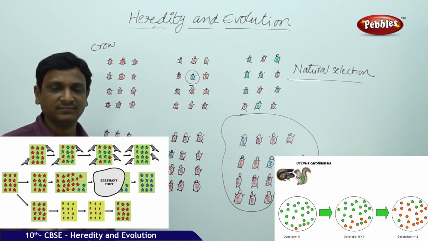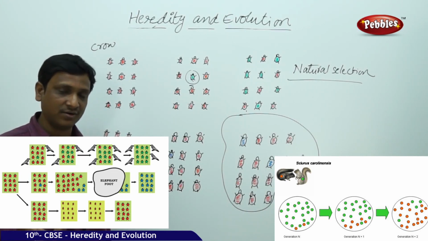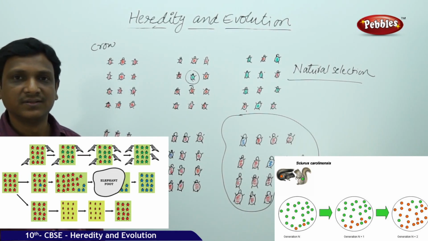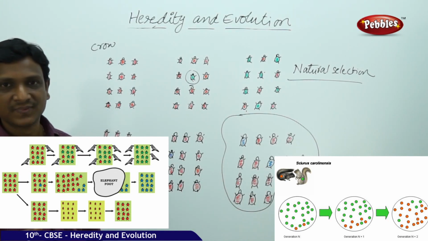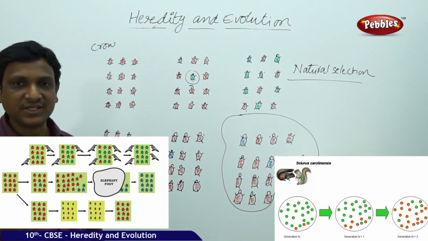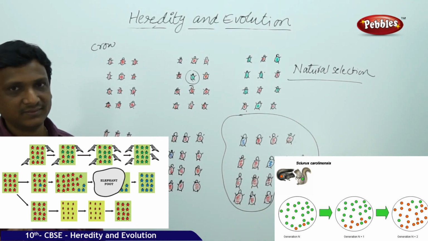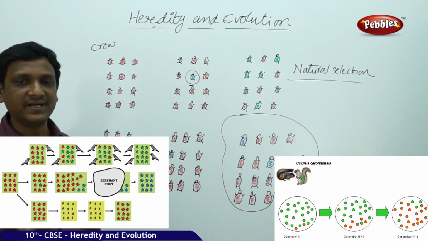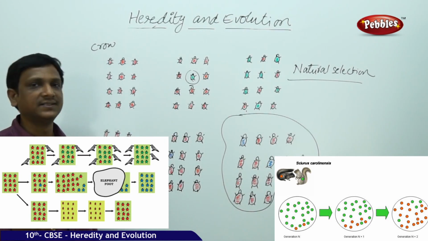Unless the DNA is changed, the genes are changed, the change is not reflected in the next generations. This was tested. So inheritance means there must be a change in the genetic material. The genes must be changed regarding that character, then only it is possible. Otherwise it is not possible.